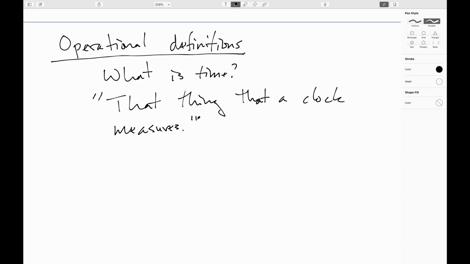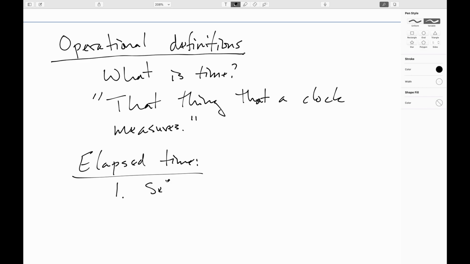So we need to be able to consistently agree on what we mean by time, and we can say, well, we can recognize it by having a consistent recipe for how to measure it. So for instance, if we want to talk about an operational definition for elapsed time, you might give a step-by-step recipe that looks like this.